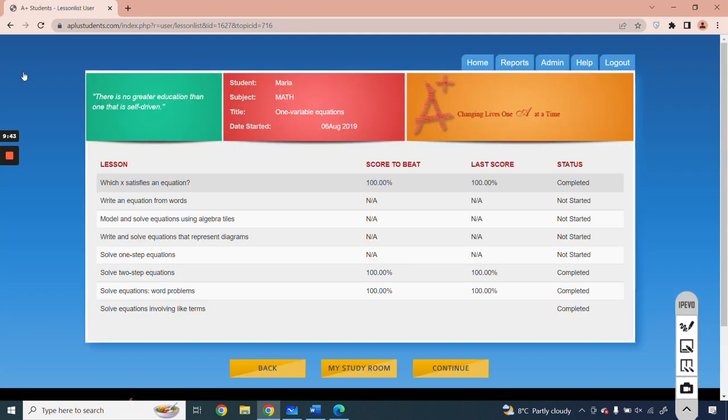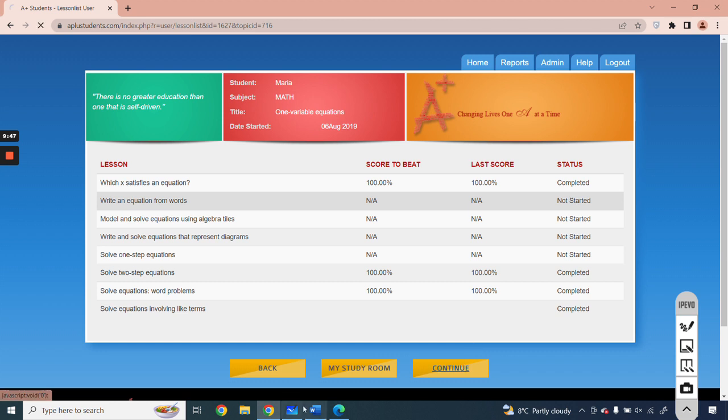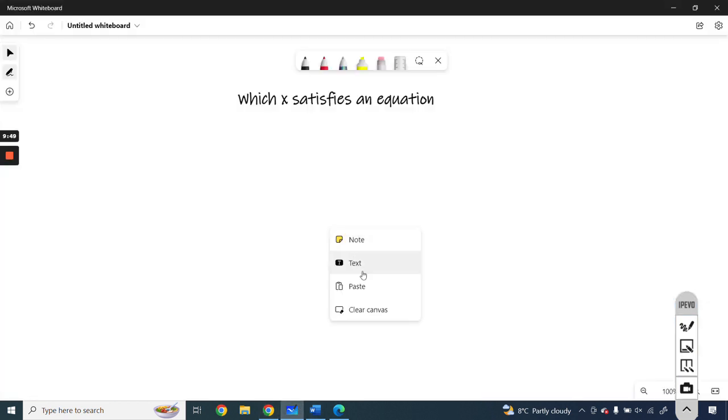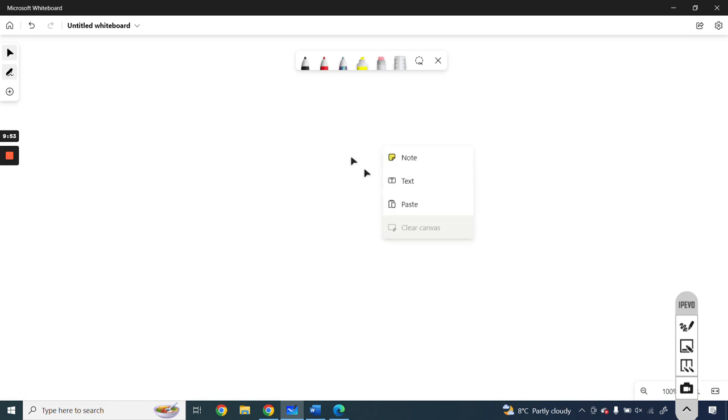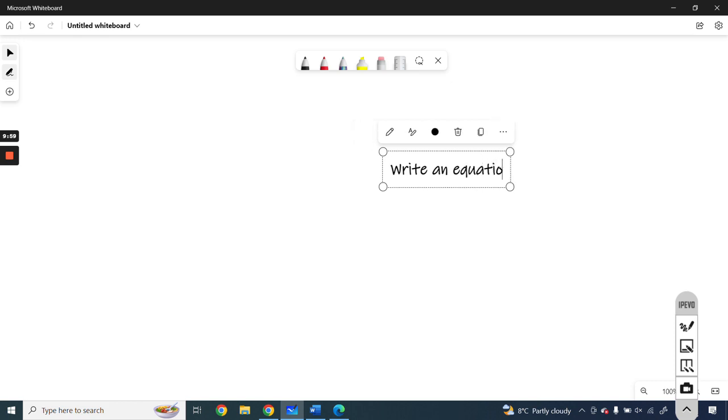Got it? The next one is, write an equation from words. Let me just write down the lesson name. Write an equation from words.